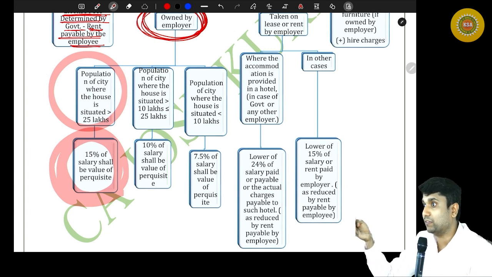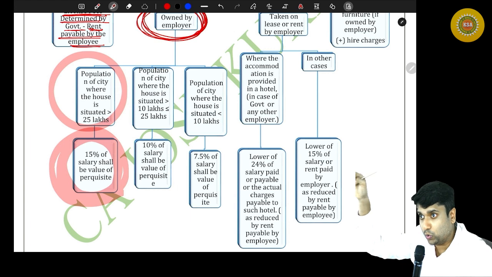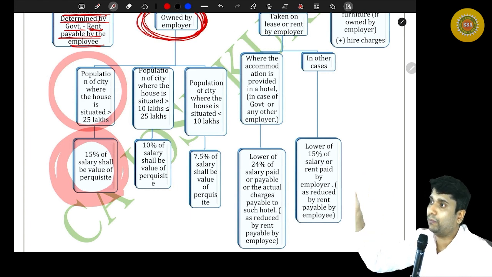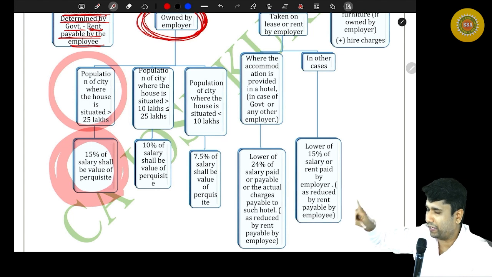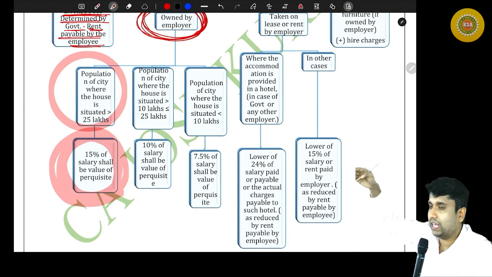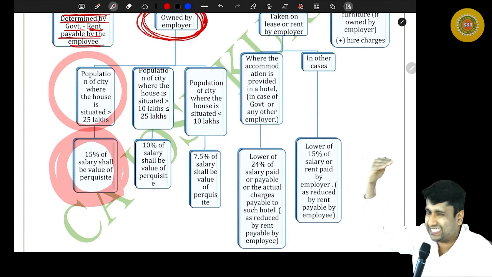So the department comes up with an equation. What is an equation? If the house where you are residing is situated in a city where the population is more than 25 lakhs, then what to do? You compute the salary and 15% of that salary shall be the taxable value of the perquisite. It's just an equation, okay?